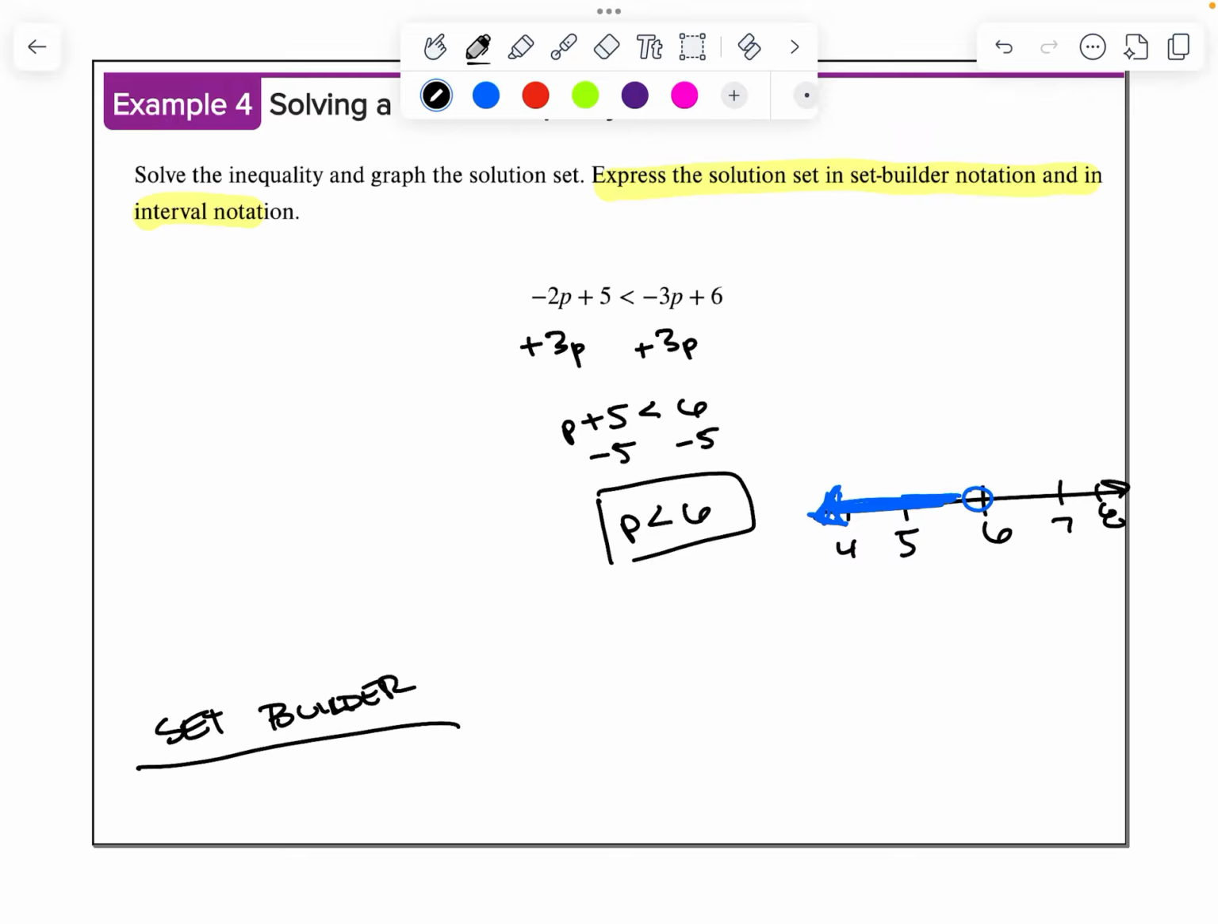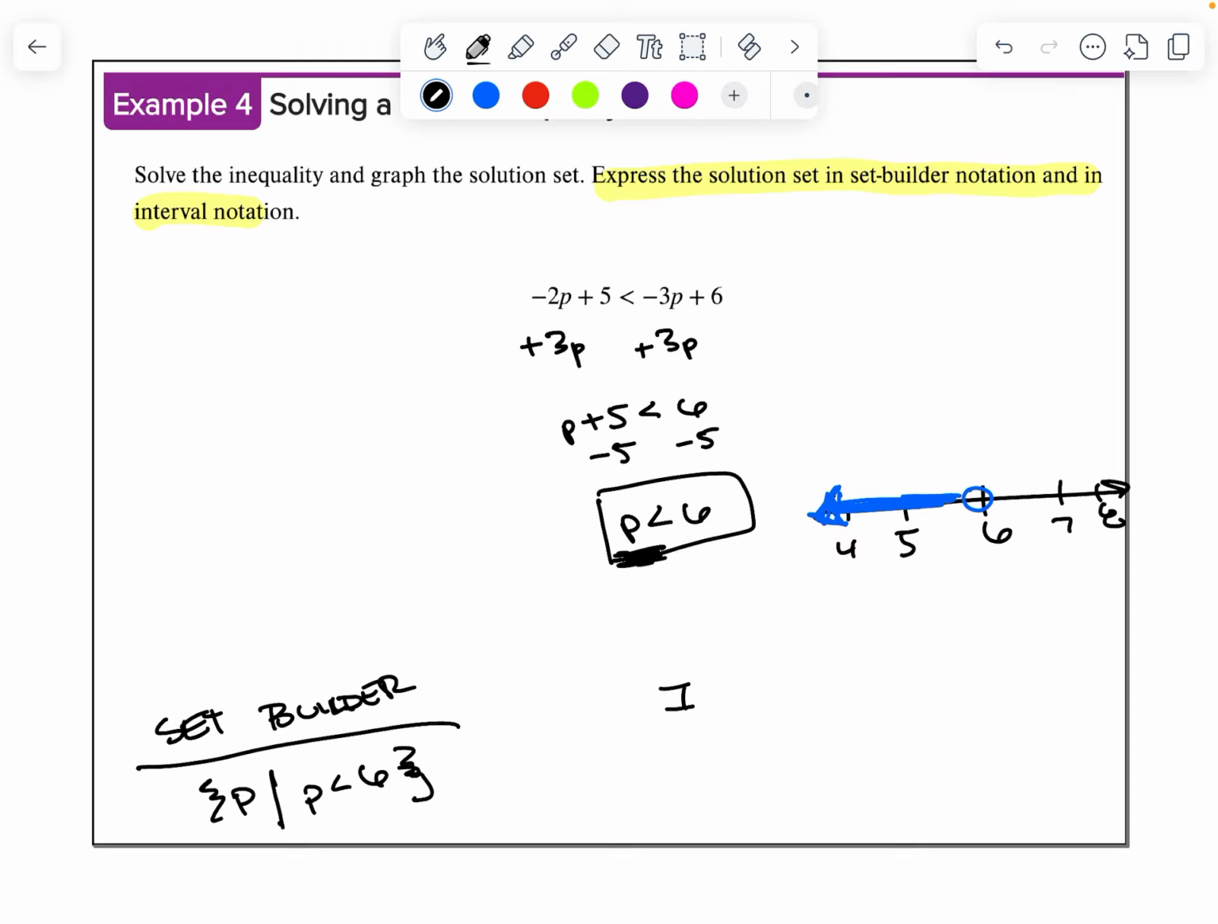Now our set builder notation is going to be the set of, here we're dealing with P, not X. You see that? That matters. Whatever variable you're using goes here. The set of P such that P is less than 6. Ooh, my bracket got a little squirrely there.